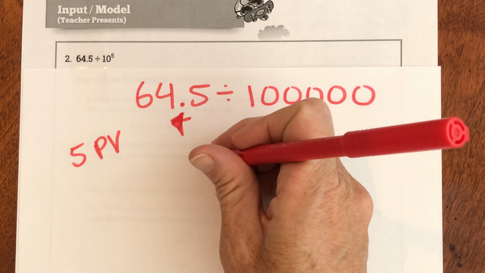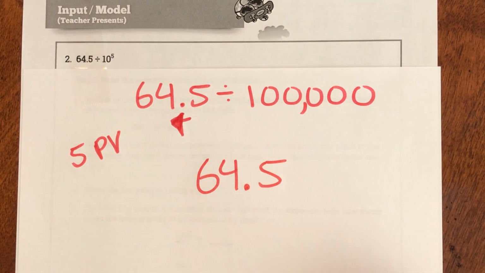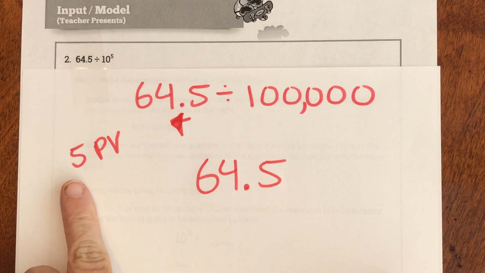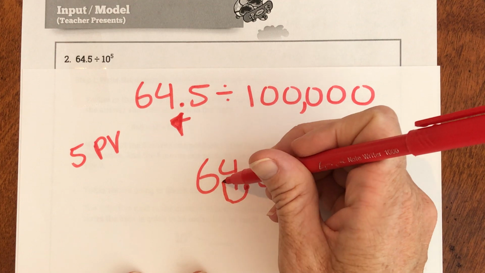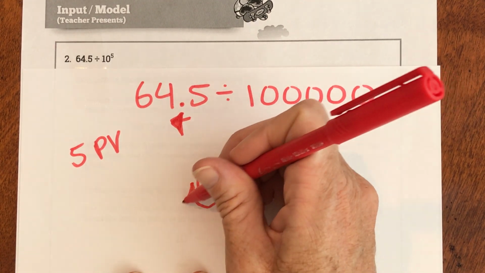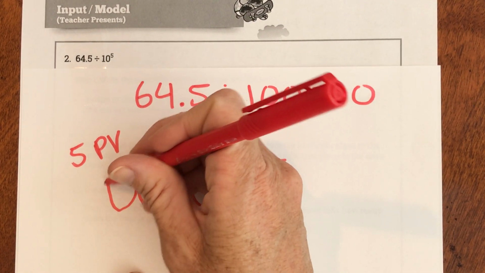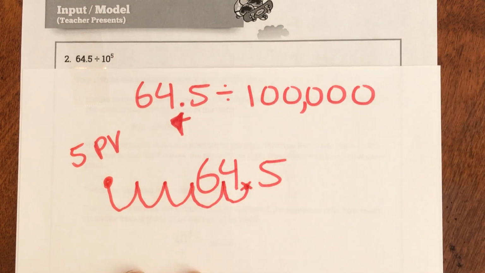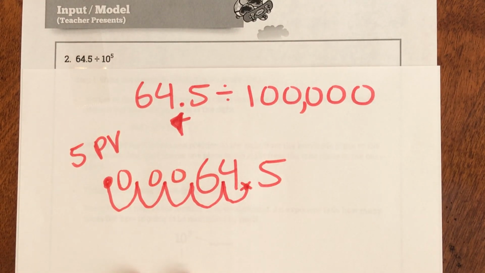Okay, so we're going to take our number, which is 64 5/10, and we're going to move it 5 place values to the left to make it smaller. Ready? Notice where I'm putting my loops under the numbers. 1, 2, 3, 4, 5. That's where my decimal is now going to go.